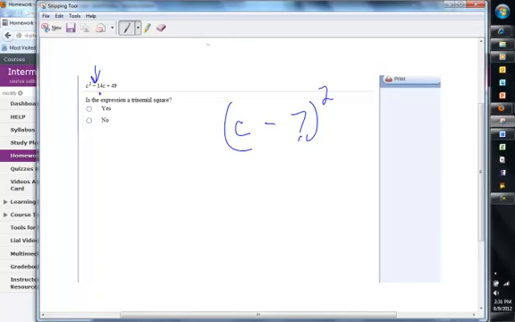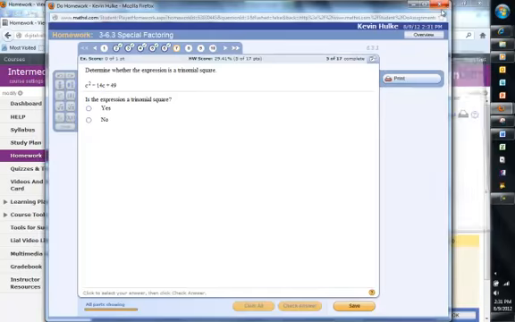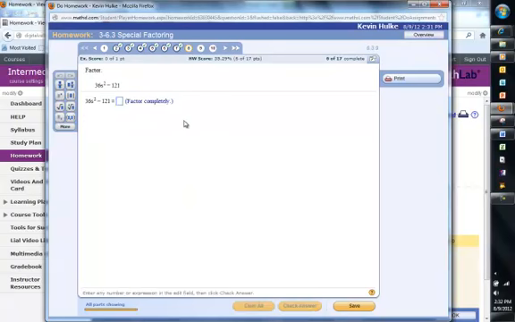You could enter that on your calculator: 1, negative 14, and 49. And once again, your calculator says x equals 7. So it'll be c minus 7 squared. Oh, they didn't ask us to factor it, just asked us if it's a perfect square trinomial.